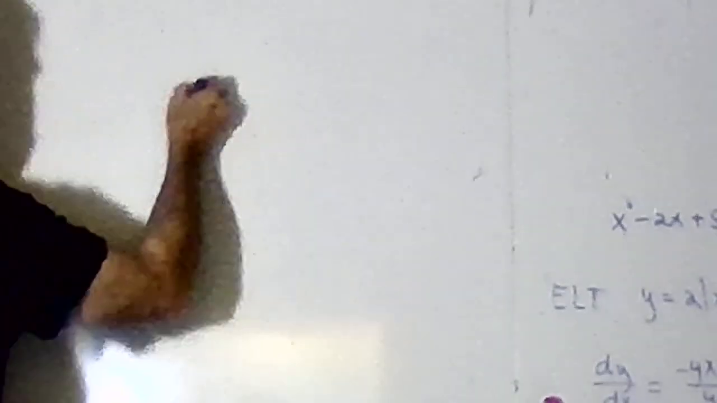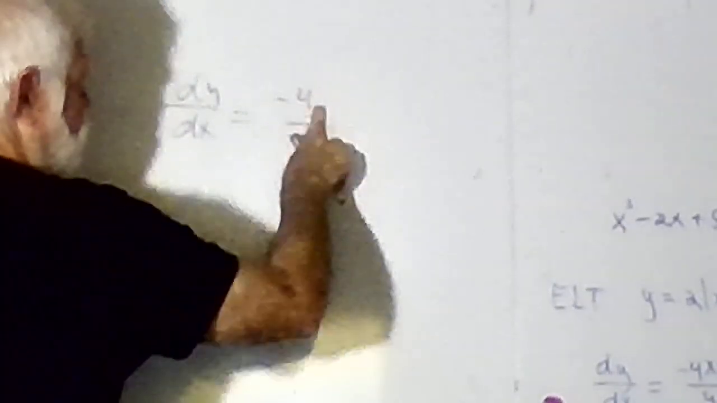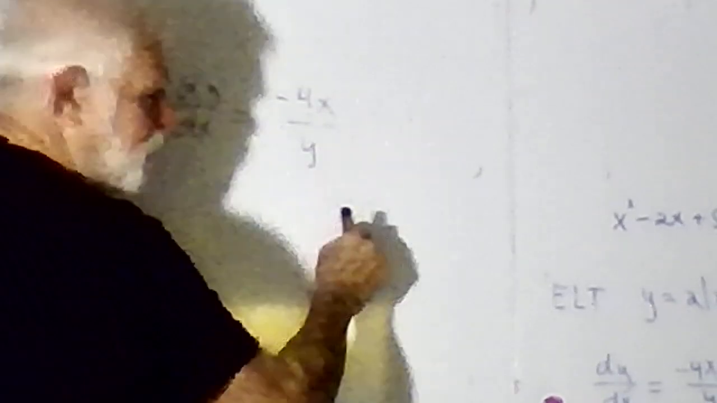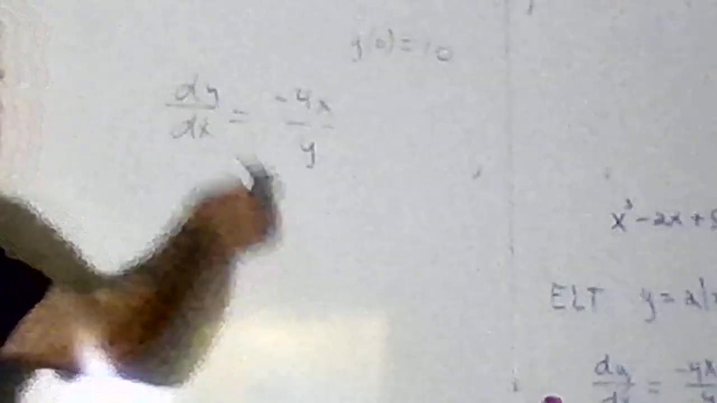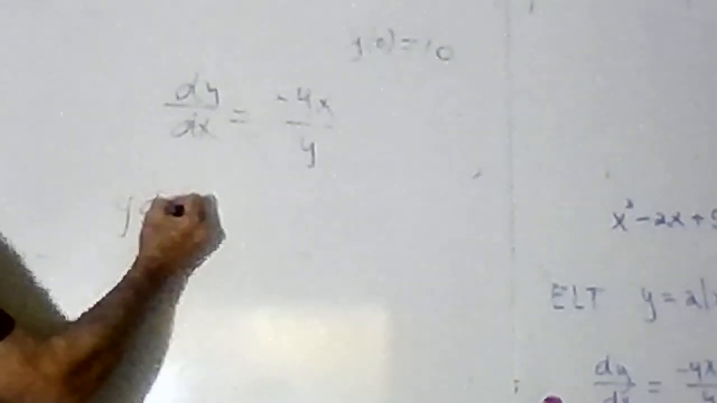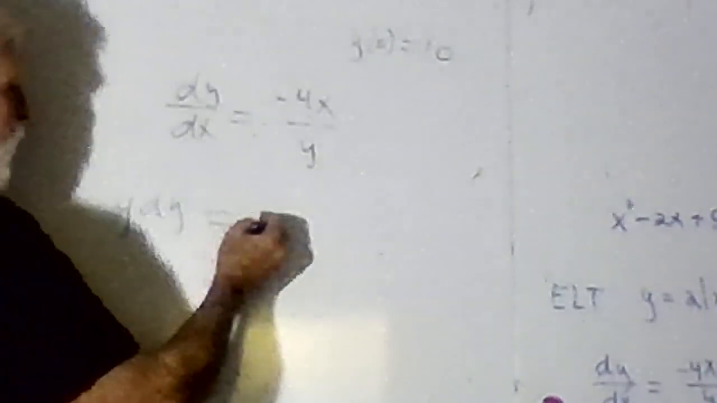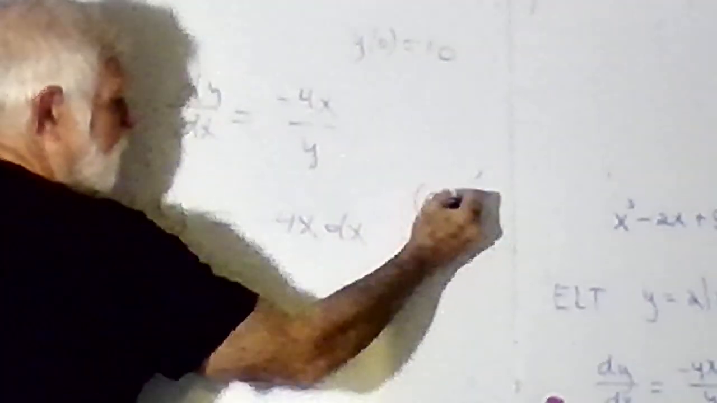So dy dx equals minus 4x over y, excuse me. I'll just do it quickly. And with an initial condition of y of 0 equals 10. All right, so I'm going to separate the variables, y dy, and I have a phone call. I'm going to ignore it. And then I have minus 4x dx, and a 0 is going to get me 10.